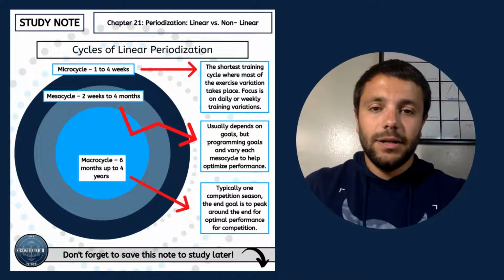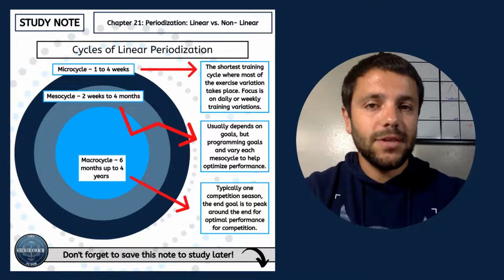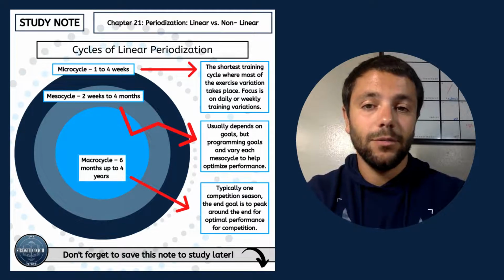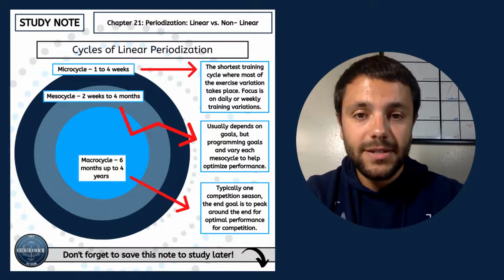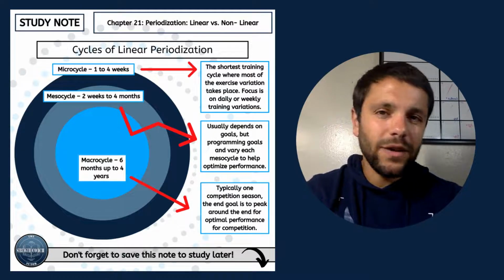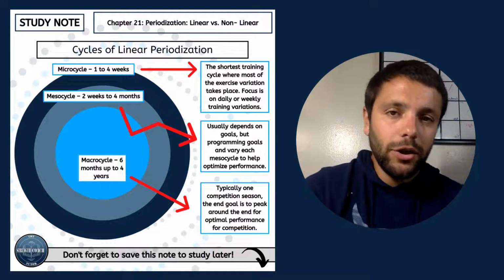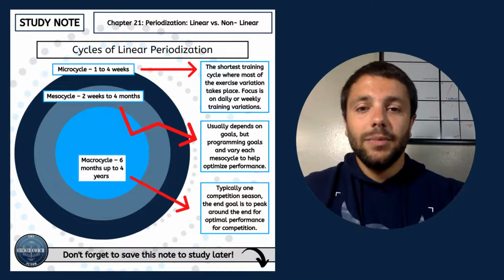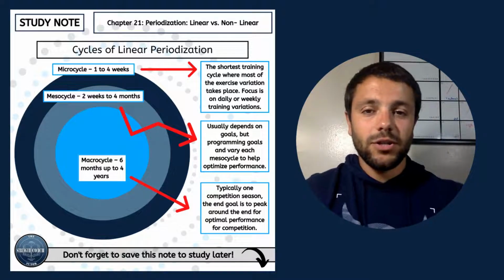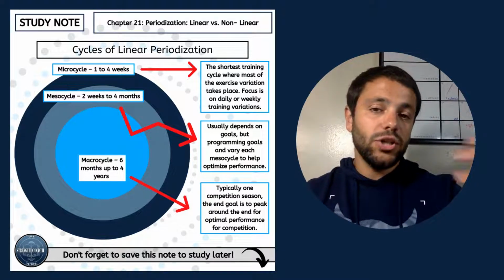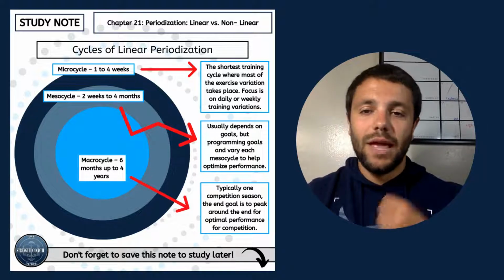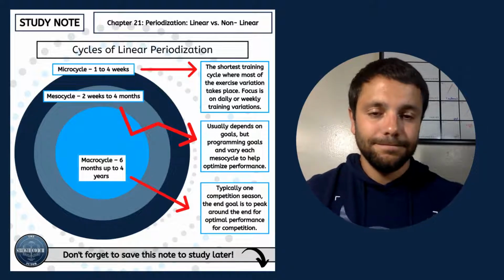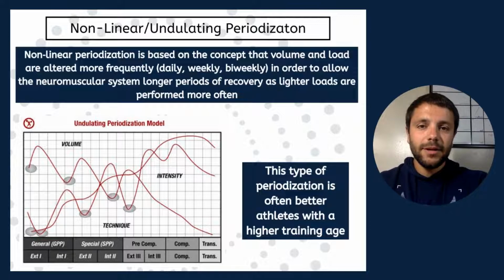And then microcycles are going to be breaking down the mesocycle into even smaller chunks on a weekly to even 4-week basis, where there might be some minor variations in volume or exercise selection. But again, whatever those minor variations are, it's to help you eventually achieve whatever that goal is for that mesocycle. And lastly, let's talk about nonlinear or undulating periodization.